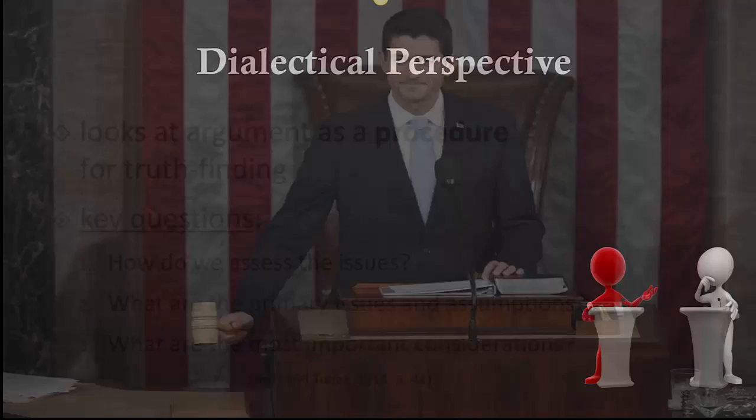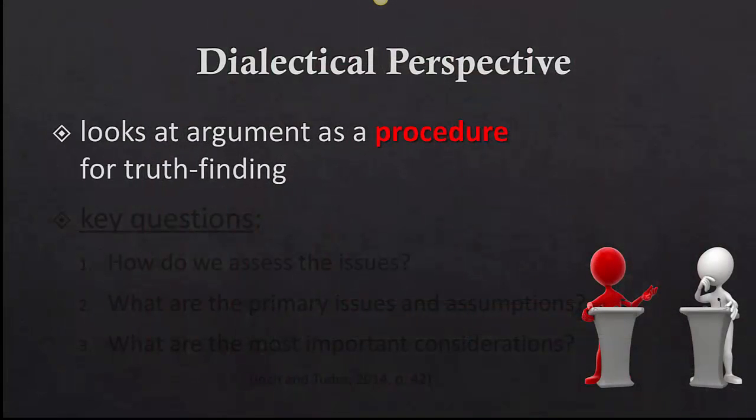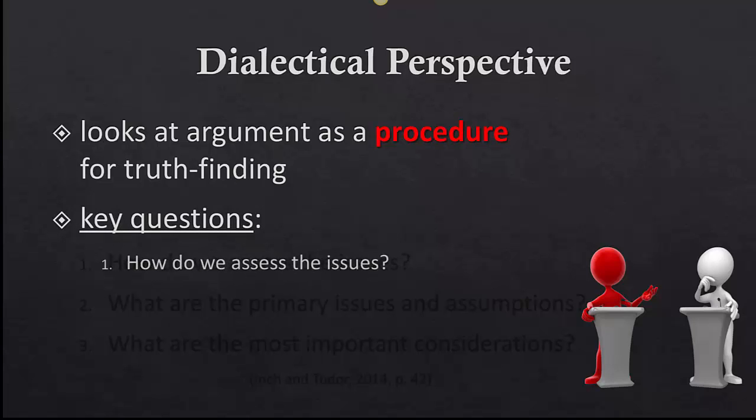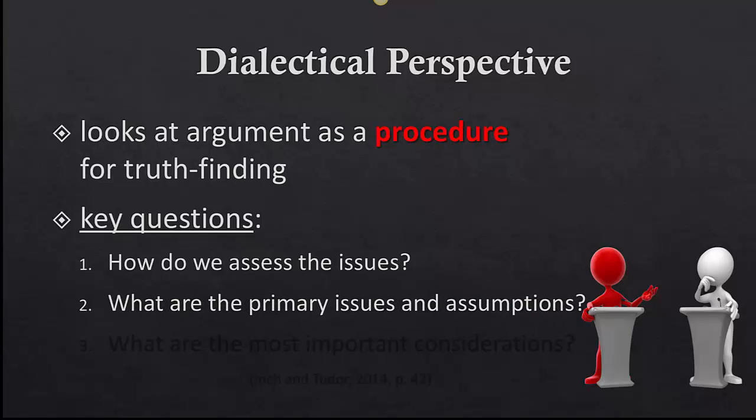clear way. So when we think about the dialectical perspective, Dr. Wenzel wants us to look at argument as a procedure for truth finding. And the key questions we're going to ask about these procedures involve: one, how do we assess the issues? In other words, what are the important ideas we need to think about in this context? Secondly, what are the primary issues and assumptions involved? In other words, what sorts of points or topics do we need to consider, and what sort of truths do we hold in common going into this discussion that are going to help us with our decision making?